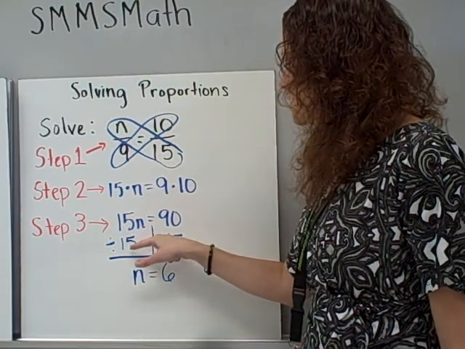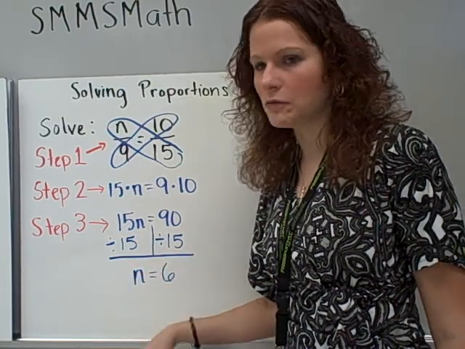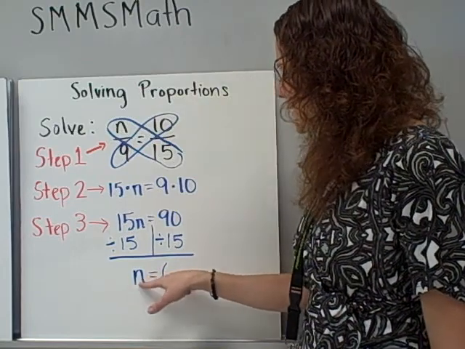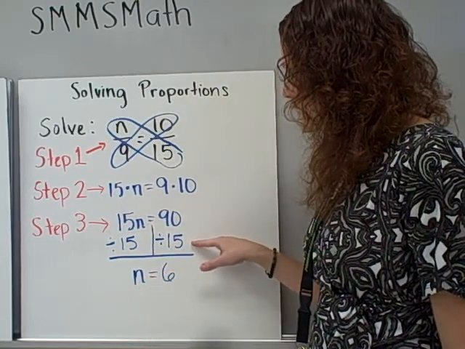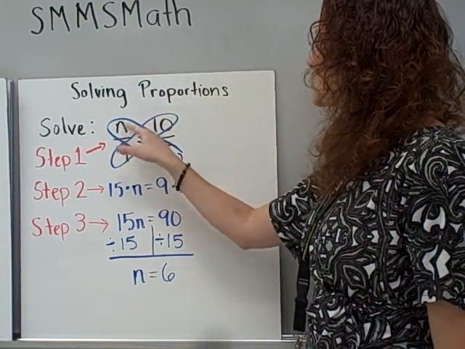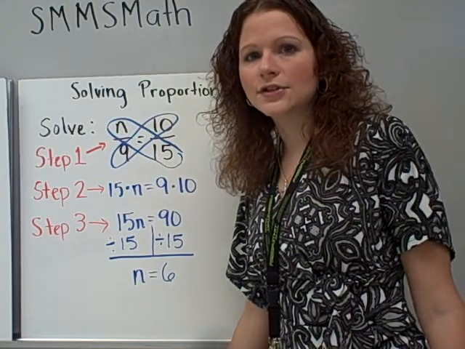Over here, 15 divided by 15 leaves me with 1n, but I don't need that 1 because that's what n is. It's just 1. Okay? So n equals 90 divided by 15, which is 6. So up here, this is actually 6/9 is equal to 10/15. You just solved a proportion.